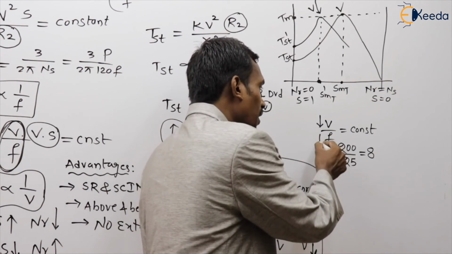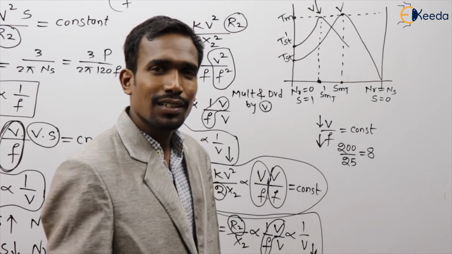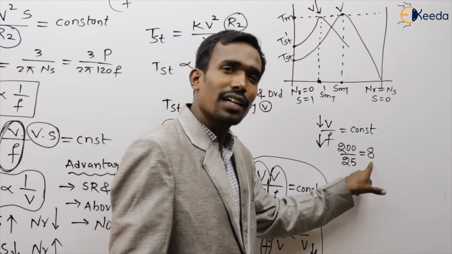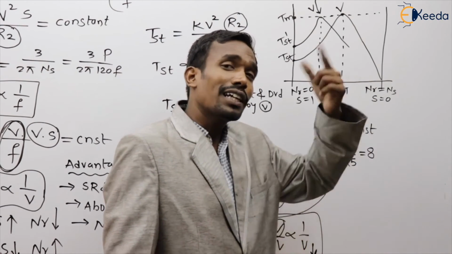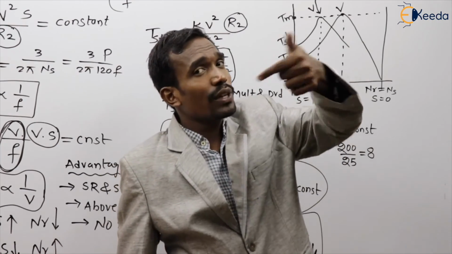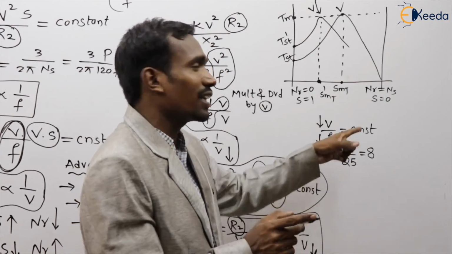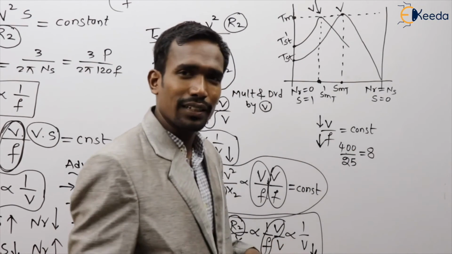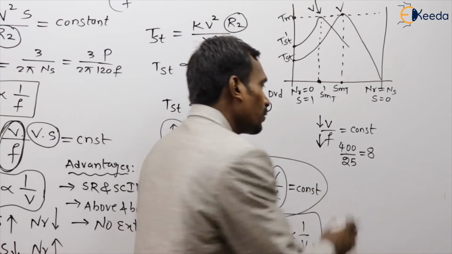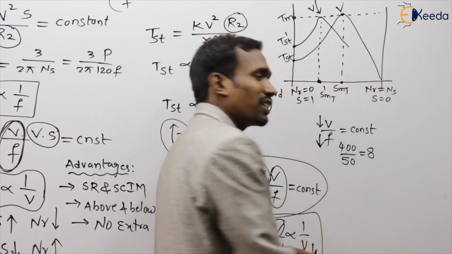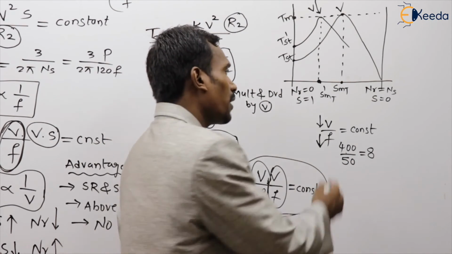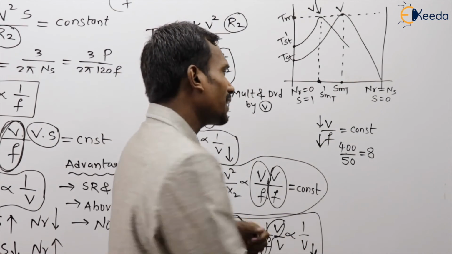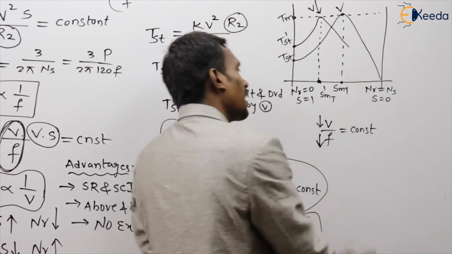Nothing but frequency also reduces. If voltage reduces, frequency also reduces, then only we can get the constant value. If voltage increases, frequency also increases, then only we can get the constant ratio. For example, voltage increased to 400 from 200. I want the ratio 8. Then what frequency do I have to take? 50 hertz. Nothing but if voltage increases, the frequency should increase.